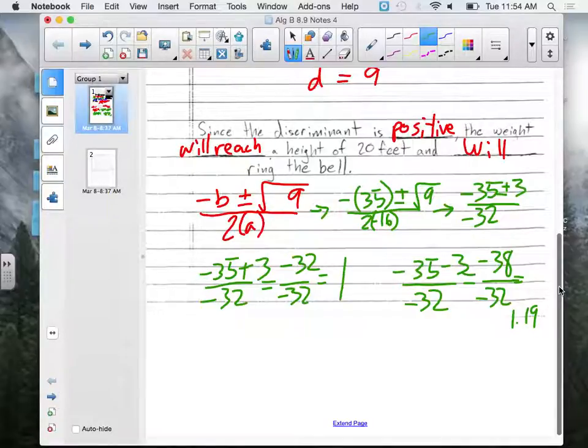What is that? 1.009 rounded would be 1.10. So rounded to about 1 and 10 hundredths? Yep. Look at that, it's halfway between these two, isn't it? Yeah, good job. Now, that tells us how long it took, once that weight was hit, to reach 20 feet. How long did it take? 1.10 seconds. That's all.